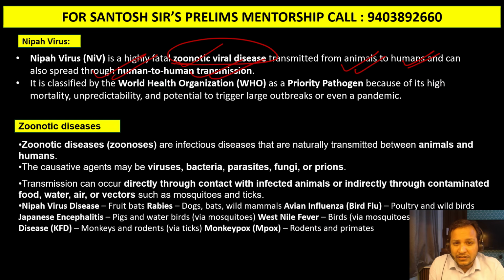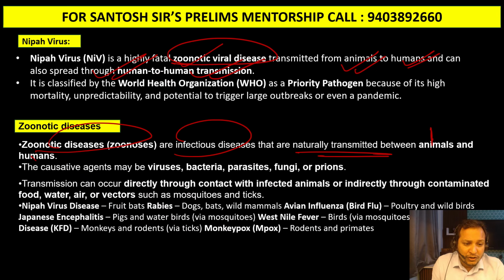Zoonotic diseases are those diseases which are spread from animals to humans. You can see, zoonotic diseases are those infections which are basically transmitted from animals to humans. This is very important. Okay, so guys, WHO has classified Nipah as a priority pathogen. This is very important. This can be used to frame questions.